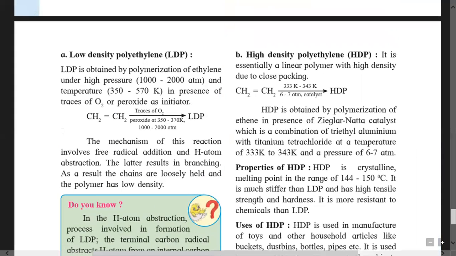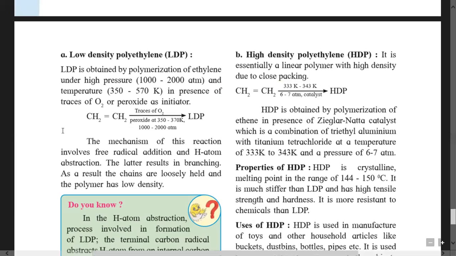Now the next type of polythene is HDP, high density polythene. It is essentially a linear polymer with high density due to close packing. The reaction is CH2=CH2, n times ethylene, temperature condition 333 Kelvin to 343 Kelvin, pressure 6 to 7 atmosphere, and in the presence of catalyst it gives HDP, that is high density polythene.